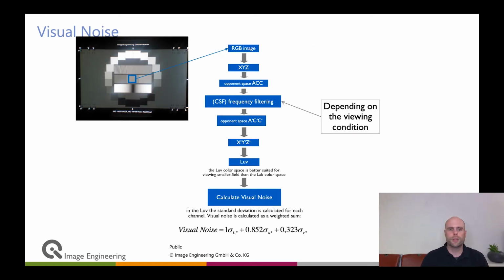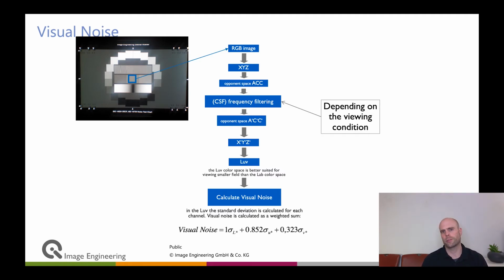So how does the algorithm work? We have the image and we crop a small region of interest, and we want to measure the visual noise in this region of interest. It starts with an RGB image of this small noisy pattern. Then we do a conversion into the XYZ color space, a device-independent color space, and then we go into the so-called opponent space, ACC. And then the core, most important thing of the visual noise measurement happens, and that's a frequency filtering with the CSF. We have seen the CSF before. So we do filtering depending on the viewing condition.